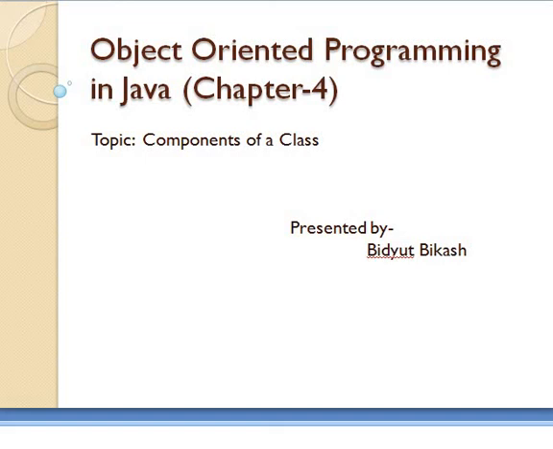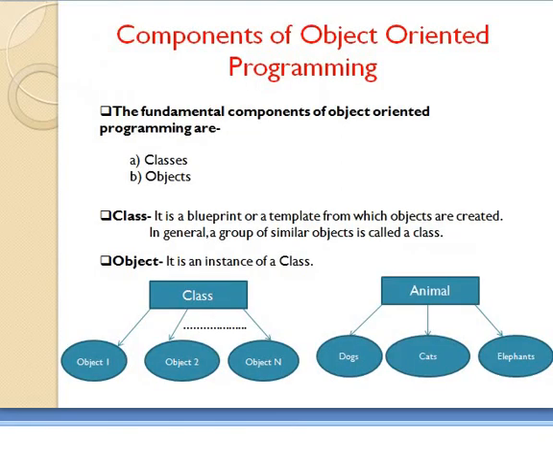Good morning, students. So today I will be discussing the different components of a class. In the last presentation, I discussed classes and objects. You have come to know that a class acts as a blueprint for the objects, or we can also say that a class acts as a conceptual representation of the objects.